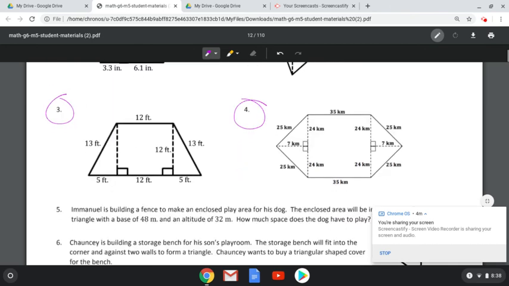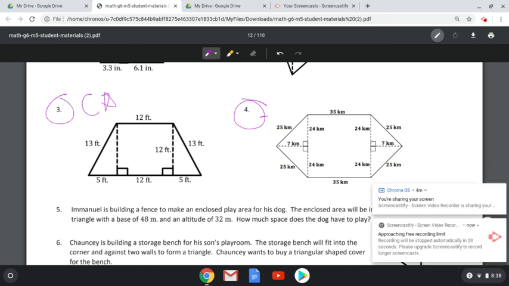3 and 4 can be kind of a challenge. Just take a look at 3. I see that I have a square here and I have 2 triangles. So that could be kind of like a challenge problem. And then this could also be a challenge. Be on the lookout for my next video.